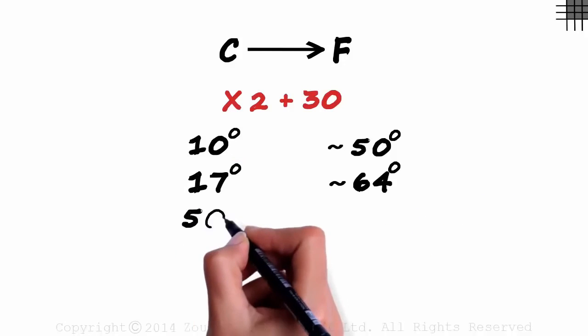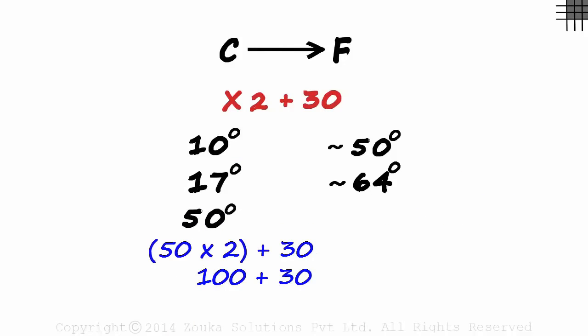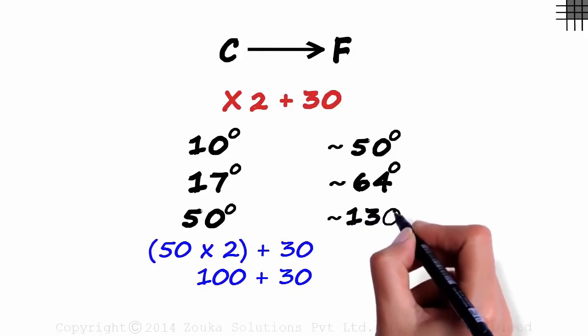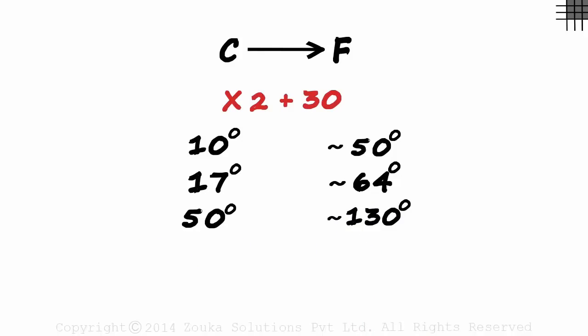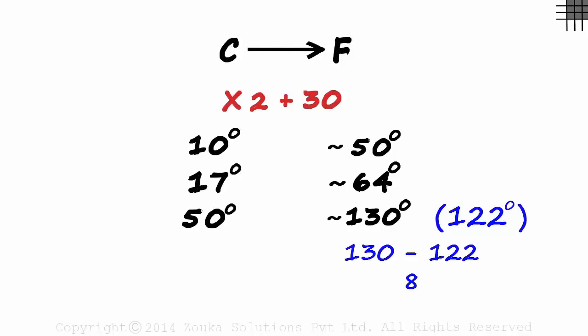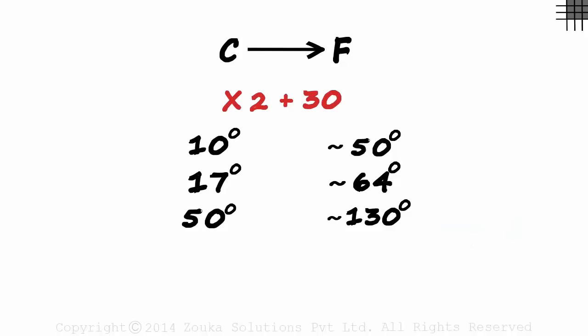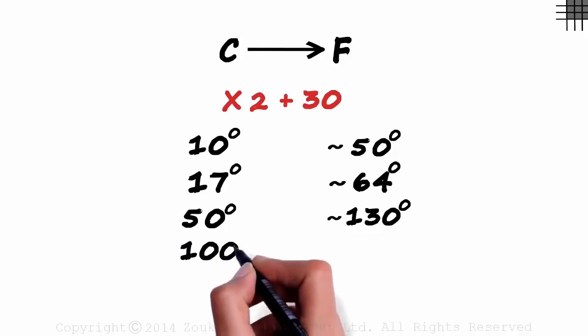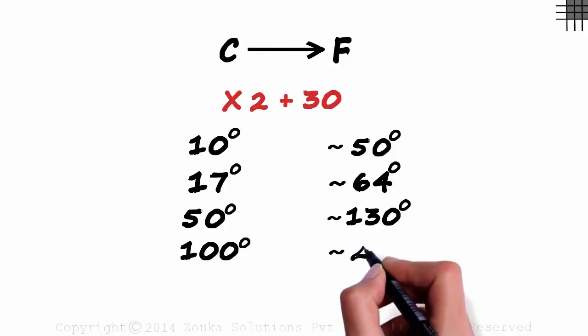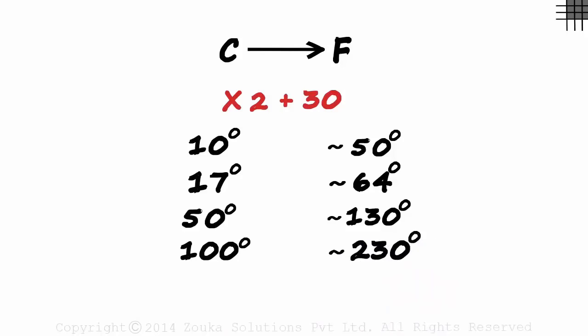Say 50 degrees Celsius. 100 plus 30 is 130 degrees Fahrenheit. The exact answer is 122, a difference of 8 degrees Fahrenheit. And converting 100 degrees Celsius to Fahrenheit, we get 230 degrees approximately, and the exact answer is 212 degrees Fahrenheit. So as the number increases, the difference or error in the answer also increases.